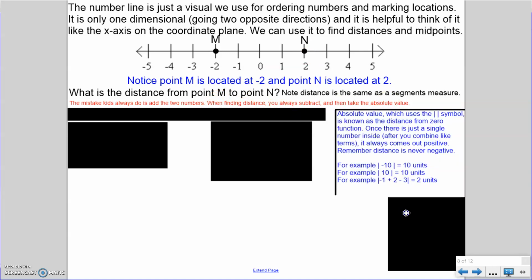Speaking of absolute value, which uses those bar signs, it is known as the distance from 0 function. Once there's just a single number inside, that means you must combine terms first. It always comes out positive. And remember, distance is never negative.